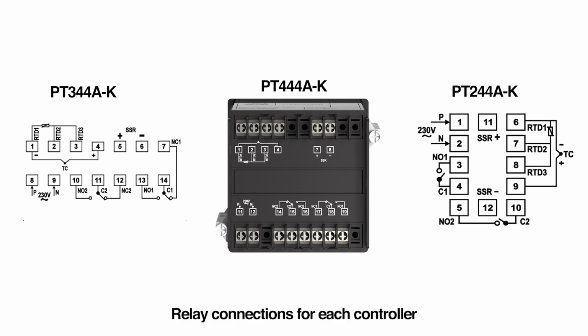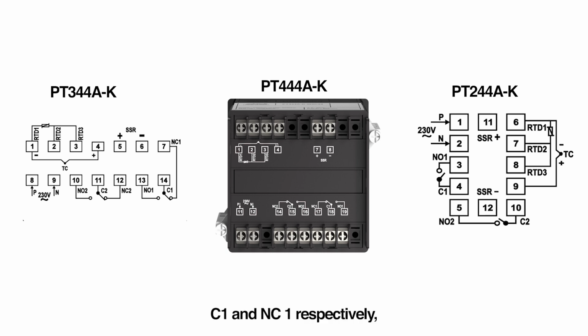Relay connections for each controller also vary accordingly. As you can see here, for PT244A-K, the 3rd and 4th terminals provide the Relay 1 connection of NO1 and C1 respectively. And the same connections for PT344A-K are provided at terminals 13th and 14th with an added NC1 connection at 7th terminal. Similarly, for PT444A-K, the connections are allotted at terminal 19th and 18th and 17th of NO1, C1 and NC1 respectively.